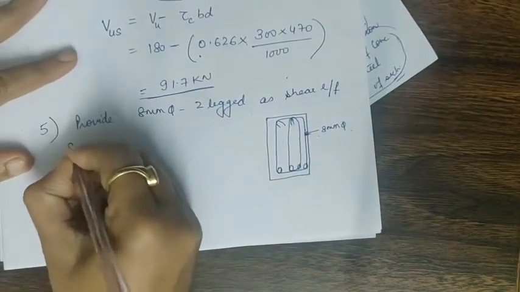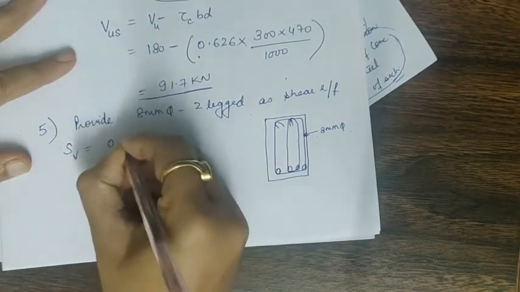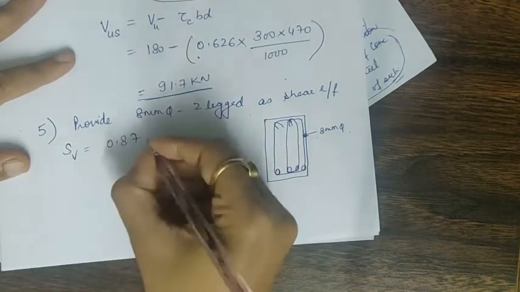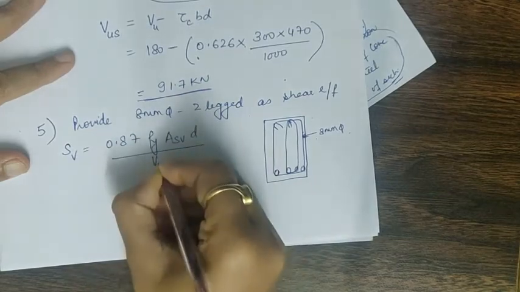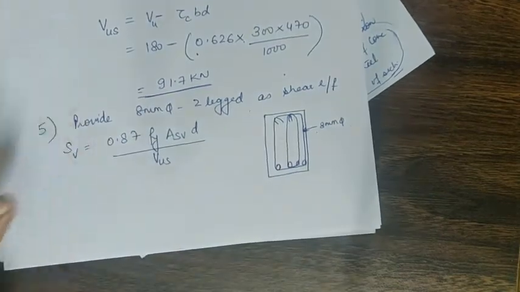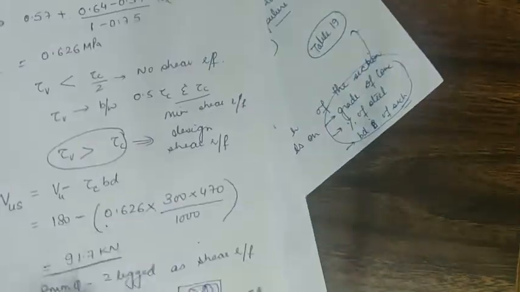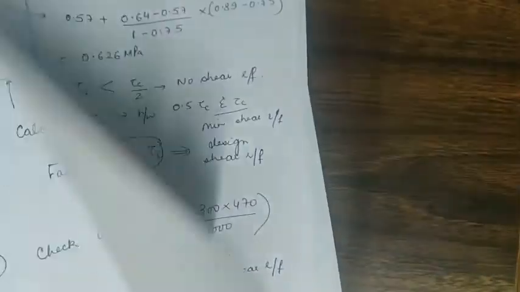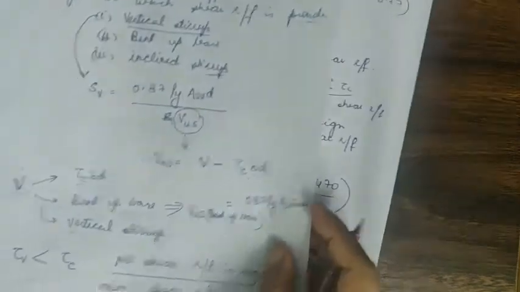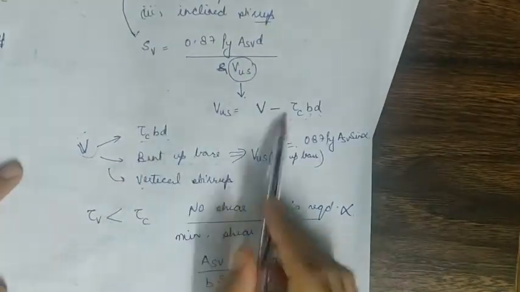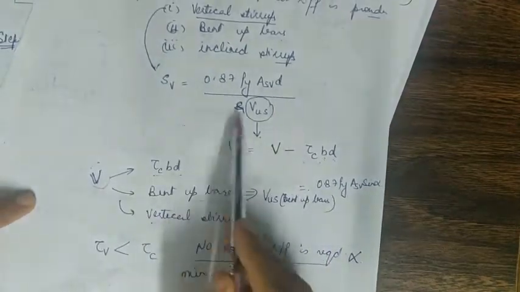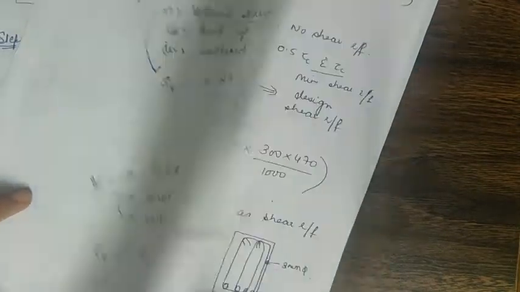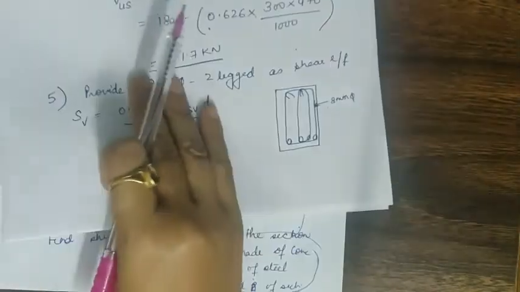So I know the spacing is given by the formula. It's given in the code as 0.87 Fy ASV into D upon VUS. I have already told you this particular thing is given like this. If you are providing the vertical reinforcement, the spacing is to be given by this. Okay? Then you find out the spacing.